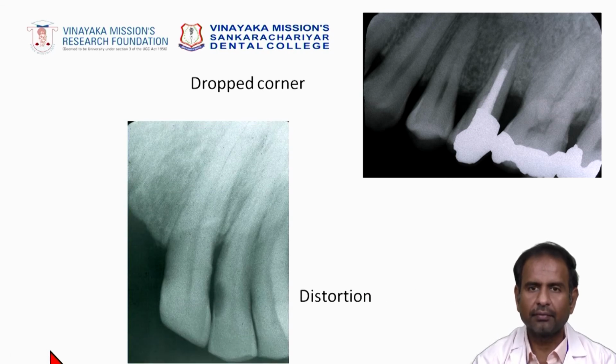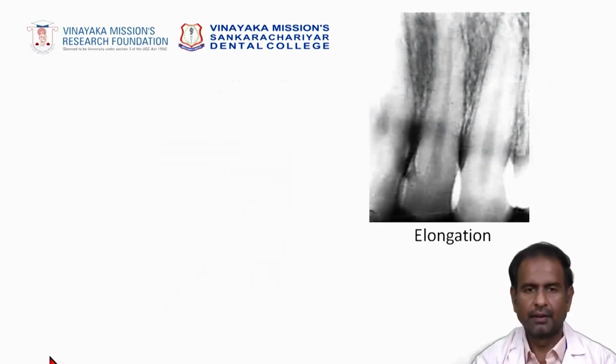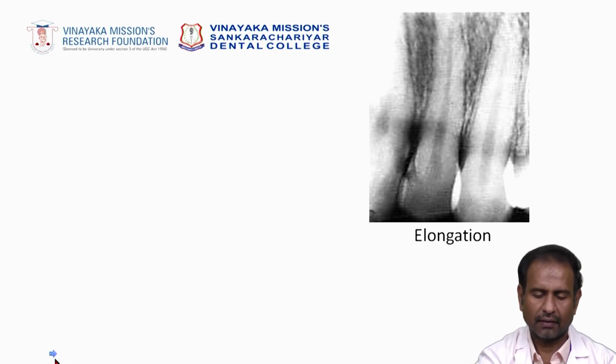Distortion: one end of the film is curved, bending in one area only, and it will cause distortion. Elongation is due to incorrect vertical angulation. Due to the incorrect vertical angulation, elongation occurs.